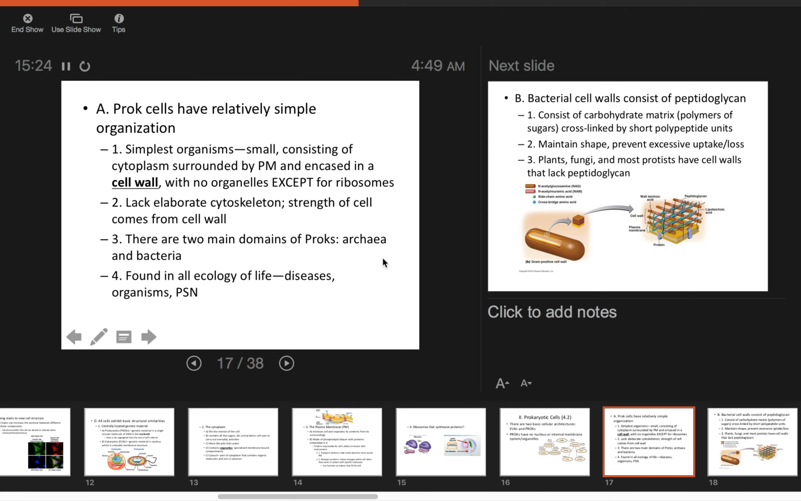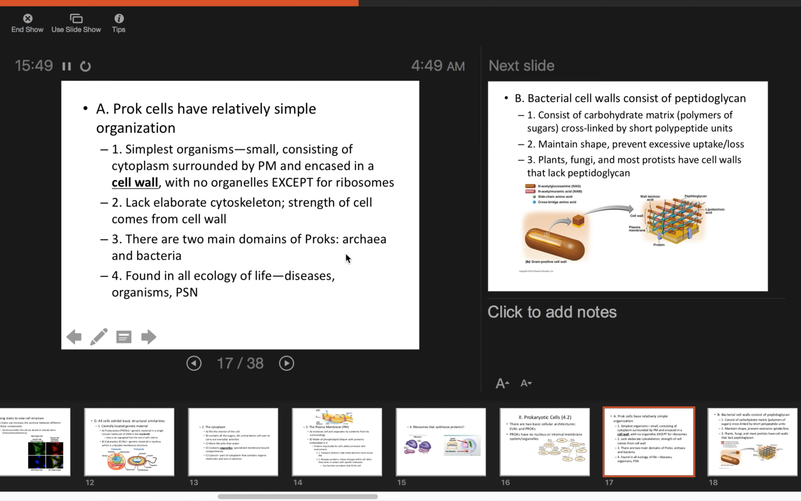I mean, really, they are the simplest organisms. They are unicellular. They're small. They have a cytoplasm, and they have a plasma membrane that keeps that cytoplasm inside. They do have a cell wall, and so I'm going to talk a lot about the structure of the cell wall. No organelles except for those ribosomes. They don't have an elaborate cytoskeleton because they don't need to. They have a cell wall, and that's what gives them strength.